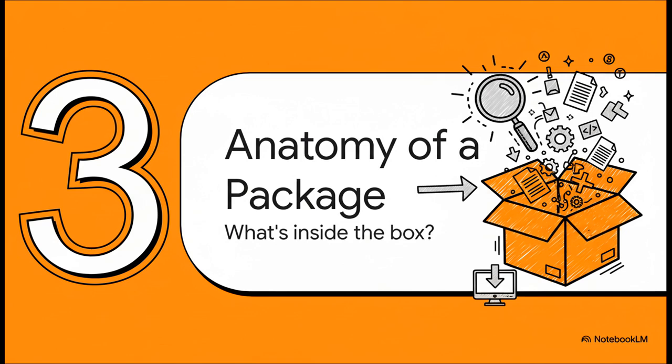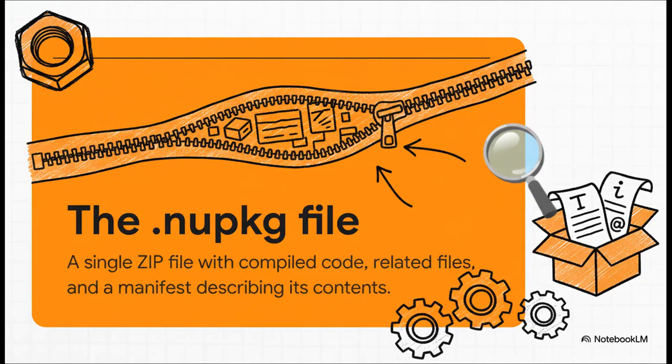Okay, so that's the big picture. We've got the tools, the library, and the packages. But now, let's zoom in a little closer on one of those building blocks. What is actually inside the box when a developer grabs a package? So at its heart, a NuGet package file, which has a .nupkg extension, is really just a plain old zip file with a fancy name.